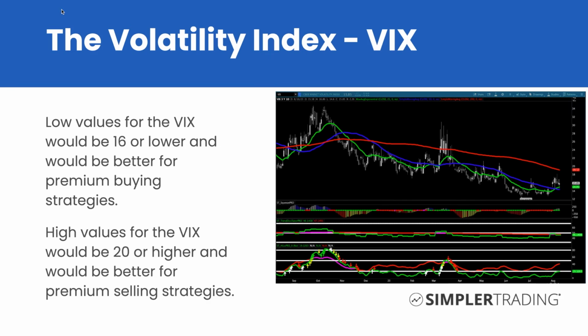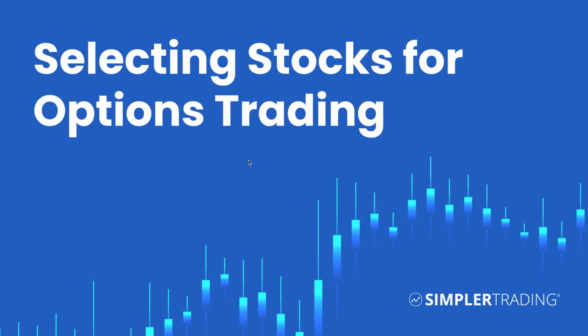High values for the VIX would be something like 20 or higher, and those would be better for premium selling strategies because it gives you even more edge on top of what you already have from the natural advantage of selling premium. Next, we're going to be covering how to select stocks for options trading.